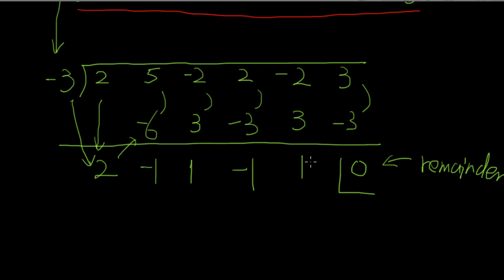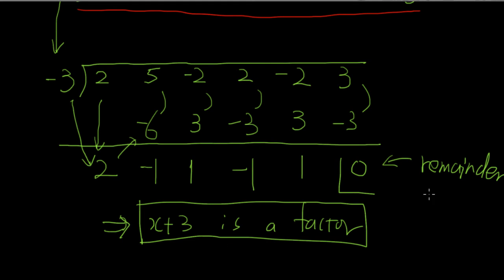So showing that the remainder equals 0, x plus 3 is a factor, because the remainder is equal to 0. There you go. That's our answer. All right, so try a couple of other examples, and you should review this question if you have any question or trouble.